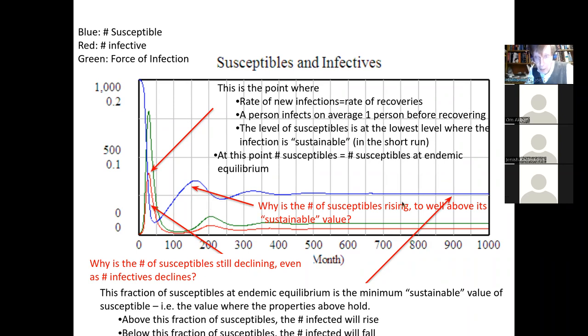And when it's flat here, what's the fraction of the population susceptible when the number of infectives is in endemic equilibrium, when it's in balance? What is it? Look at that. The number of infectives is flat as a line, each person infecting one person. So what's the fraction of the population that are susceptible? Say it one more time. Play it again, Sam. 1 over the basic reproductive number.